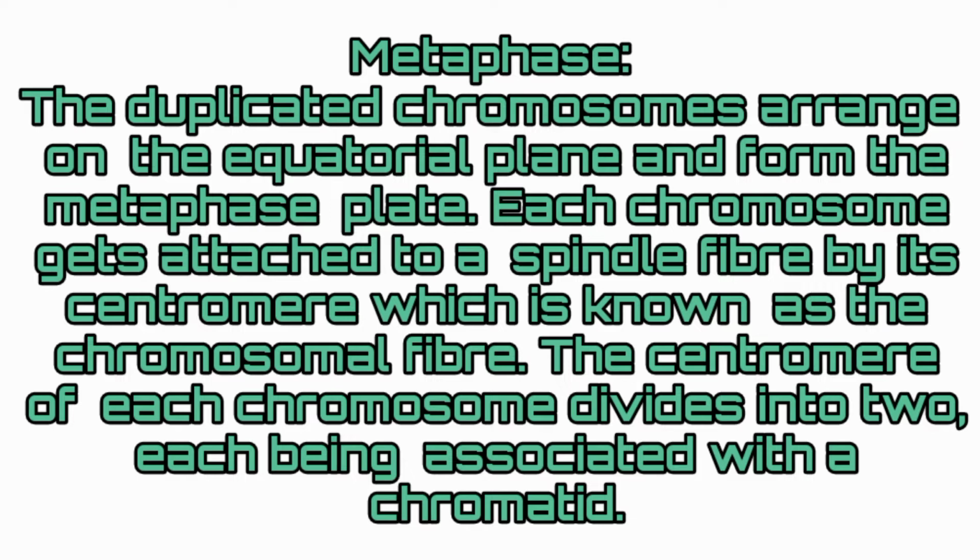The duplicated chromosomes arrange on the equatorial plane and form the metaphase plate. Each chromosome gets attached to a spindle fiber by its centromere, which is known as the chromosomal fiber. The centromere of each chromosome divides into two, each being associated with a chromatid.